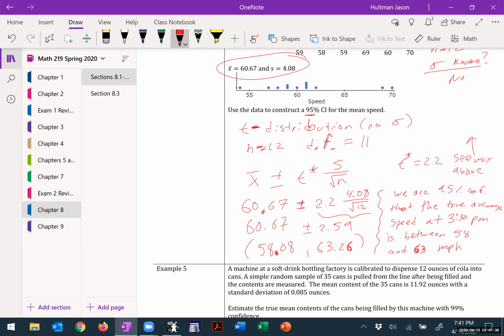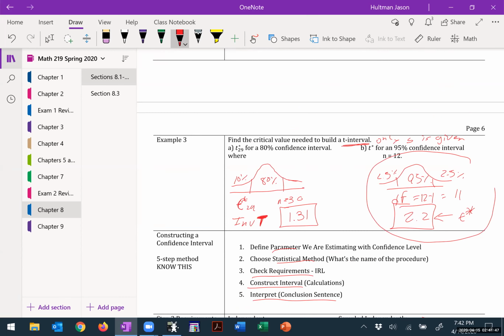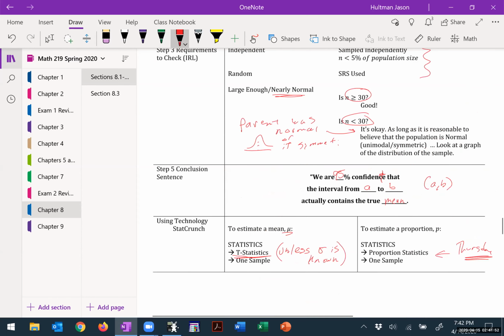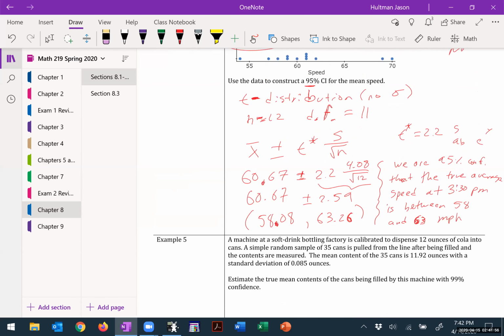Can you show where you got the 2.2 for the T star? Yeah, it's right up here in example 3. See example 3. Yeah, good question. See example 3. See way above. See example 3.